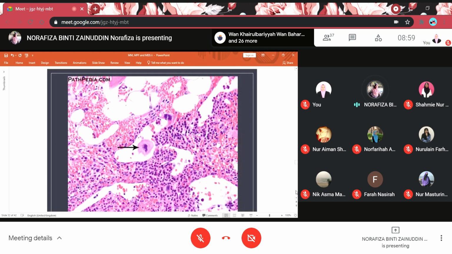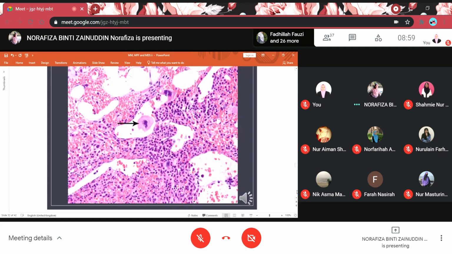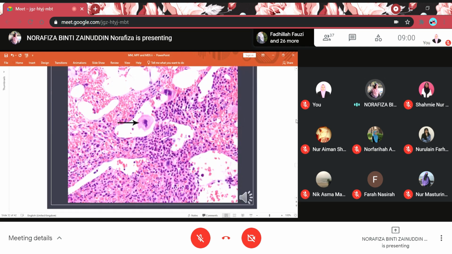Okay. This is dilated sinuses in primary myelofibrosis. It contains megakaryocytes in addition to other marrow elements. This is the megakaryocyte. Okay, so I think those are the two figures that I can show for PMF.